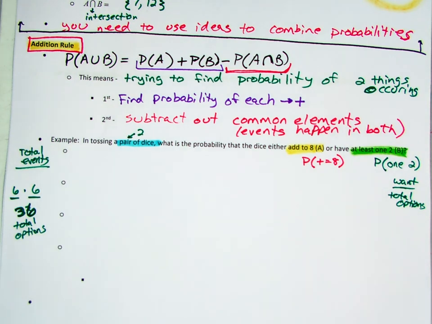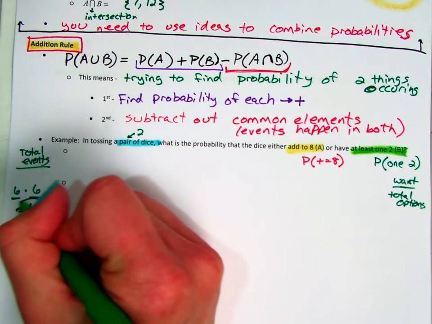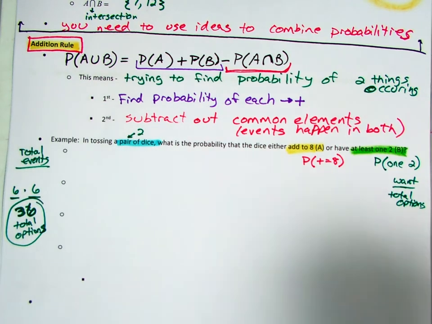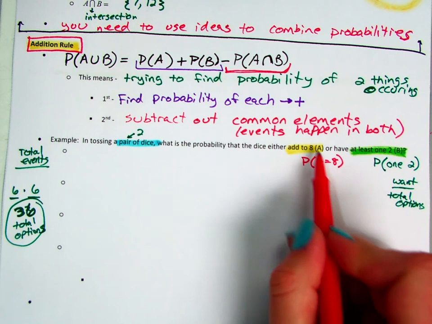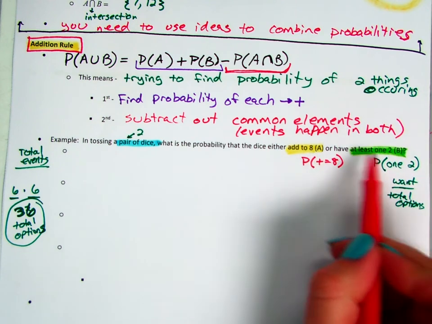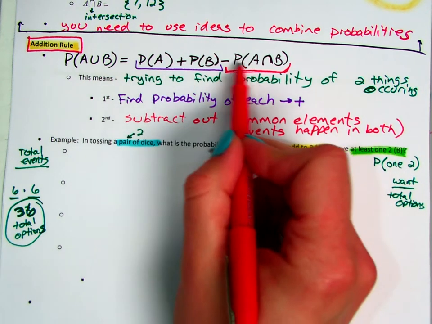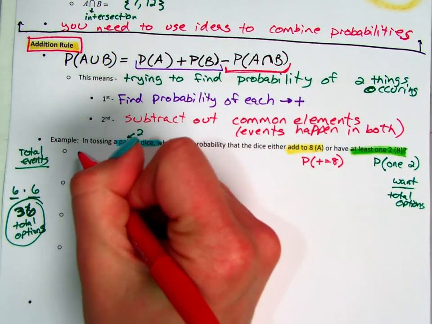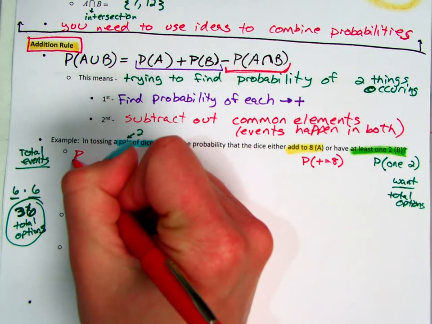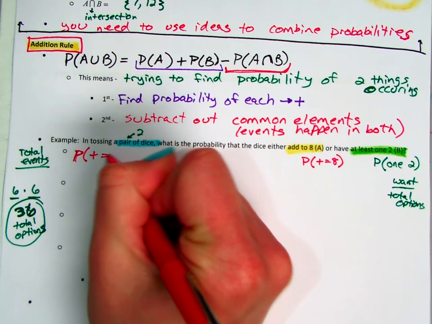And so that's our starting point with this. Okay, so 36 total options is going to be the bottom part of our denominators. So let's start out with the probability of this one, because basically you have to find the probability of each, add them together and subtract out what occurs twice. So I'm going to start out by finding the probability that they add to equal 8.